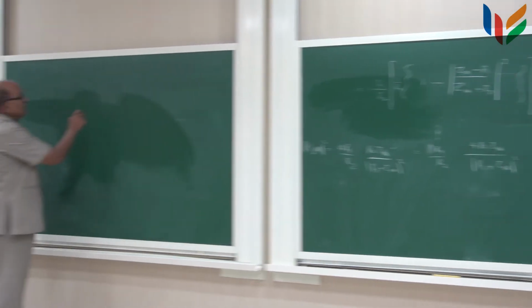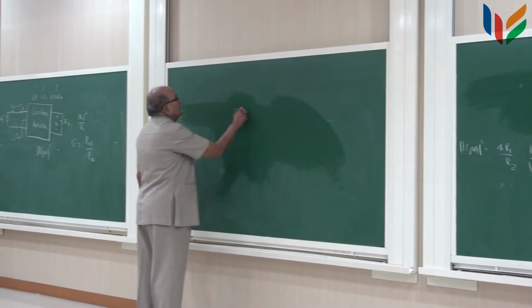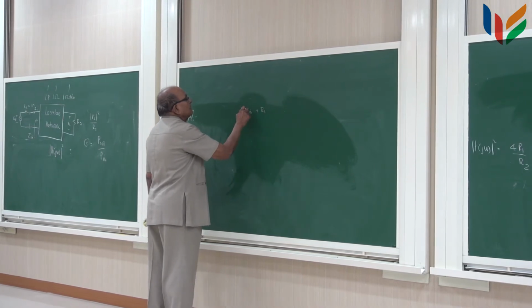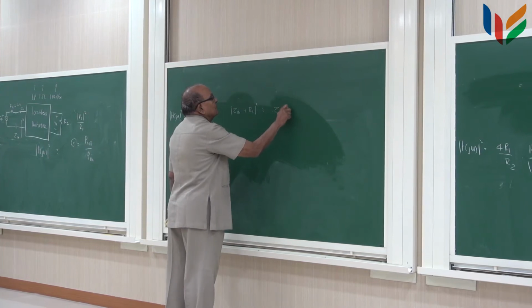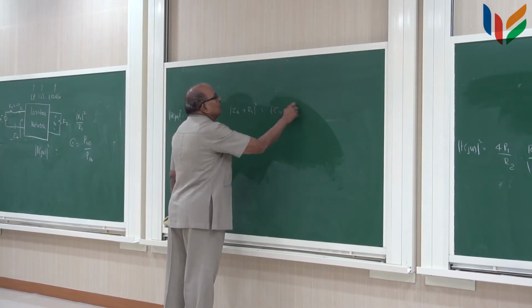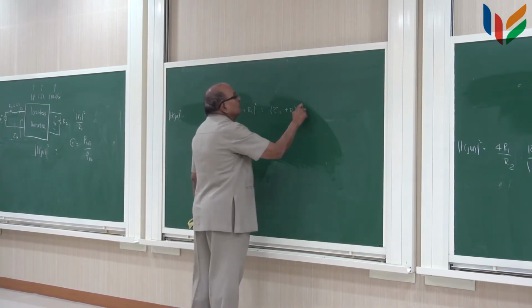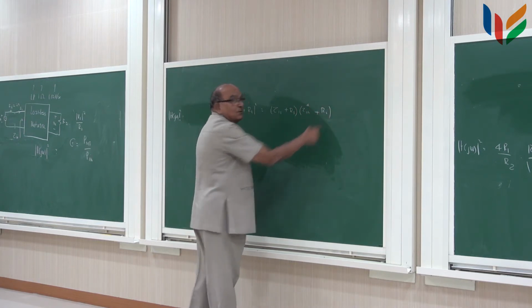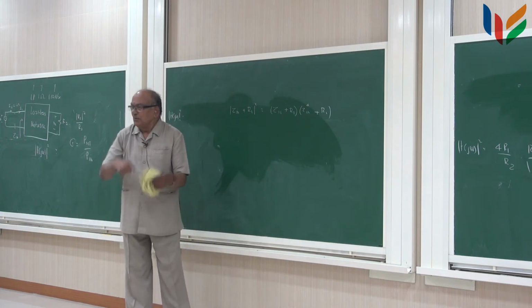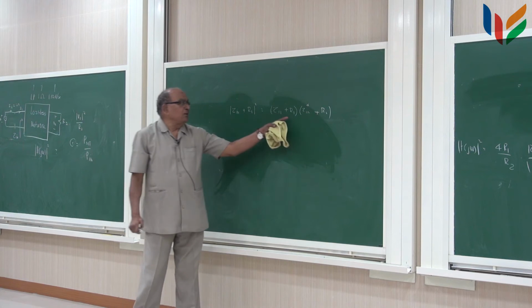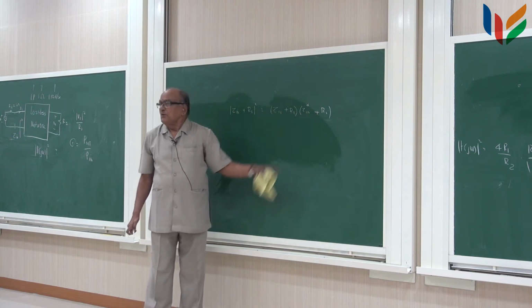What is Z1? |Zin + R1|² is equal to (Zin + R1) into (Zin + R1)* by definition. Modular square is obtained by putting complex conjugate. Since R1 is a real number, its complex conjugate is itself.